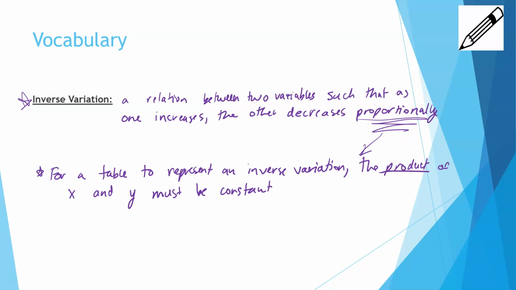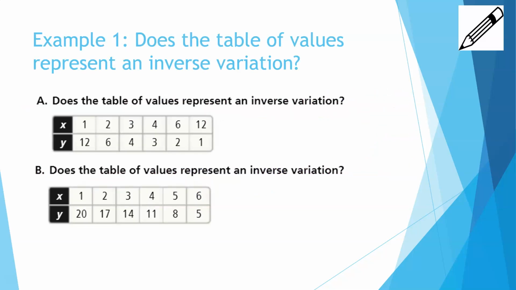To start here, we're just going to look at a few different tables and decide if they have an inverse variation. Does the table of values represent an inverse variation? Again, I would get a couple of these in your notes. You don't need all of them necessarily.